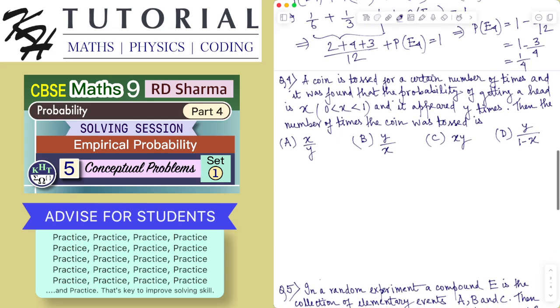Question number 4. A coin is tossed a certain number of times and it was found that the probability of getting a head is X, where the value of X is between 0 and 1, and it appeared Y times. Then the number of times the coin was tossed is. So a coin was tossed a certain number of times. Let's say the coin was tossed n times.